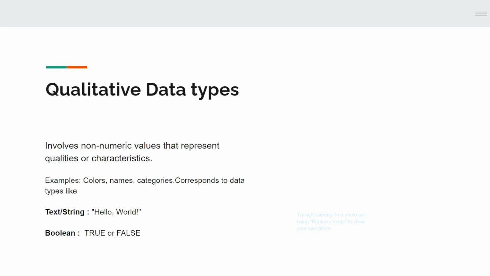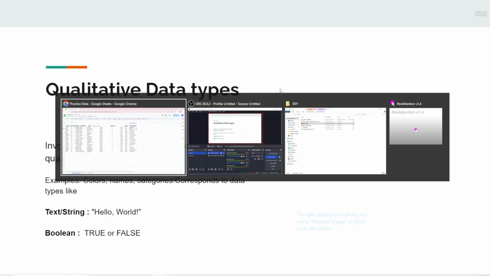We have the qualitative data type, and this involves non-numeric values that represent qualities or characteristics. Examples of qualitative data types can be colors, names, categories of stuff, and these correspond to data types like string or a text, and then a boolean, since they are all both words.